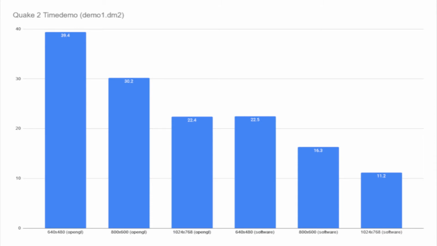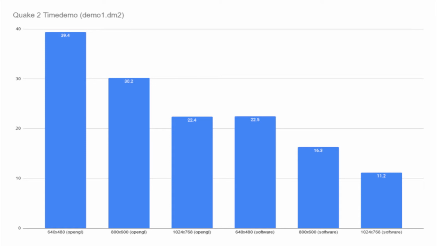Looking at Quake 2 now in time demo mode with the demo1.dm2 map, 640 by 480 with the OpenGL renderer gives us a maximum of 39.4 frames per second. This is the highest I could get on this card with this machine, so this is how I'm going to play it. Moving down from there is 30.2 frames a second when you move to 800 by 600, and then 1024 by 768 with OpenGL is down to 22.4, which was just a frame slideshow of a mess, really.